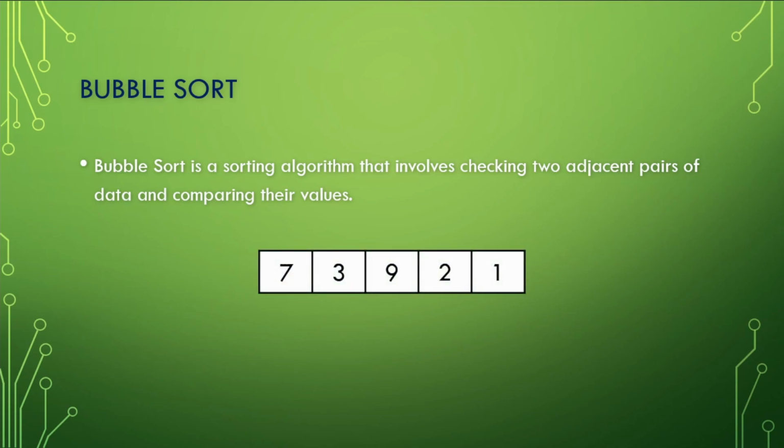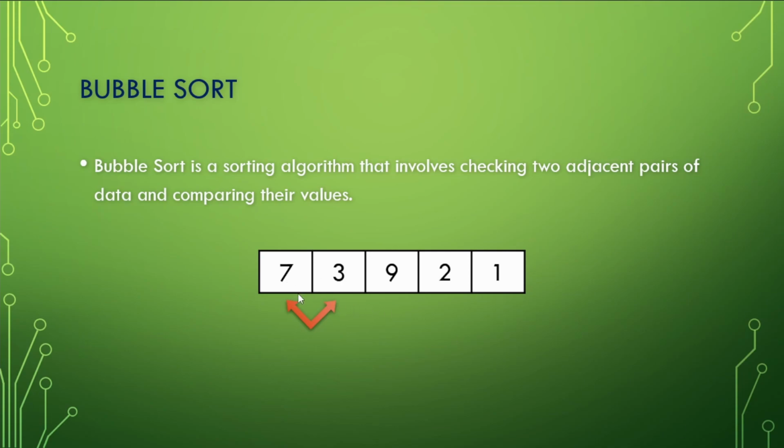So let's suppose an array with 7, 3, 9, 2 and 1 as its elements. In bubble sort, we first check two adjacent elements. So we normally start from the first two, but if you'd like to, you could start from the last two elements. We then check, so here we want to arrange it in ascending order.